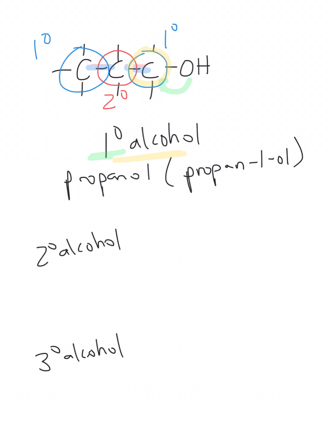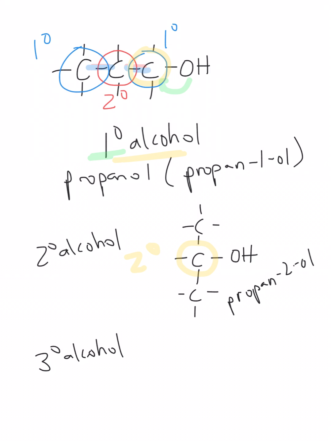All right, so secondary alcohol, and again we can draw what is called an isomer of propan-1-ol. We can draw propan-2-ol here. All we have to make sure we do is put that hydroxyl group on the middle carbon, because that's a secondary carbon, so that makes it a secondary alcohol. And the name of that alcohol is propan-2-ol.